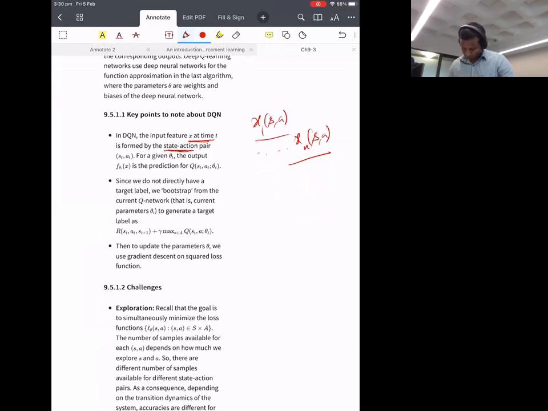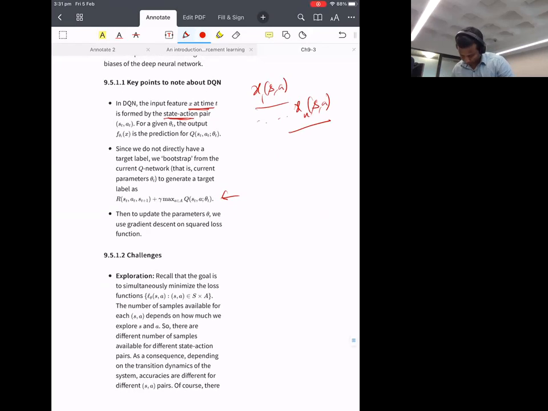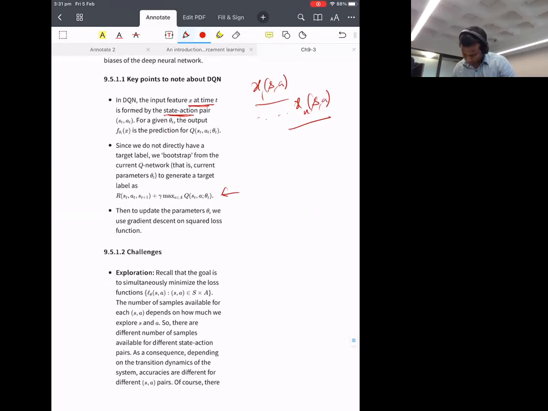And the second point, which I already mentioned, is that the target is not really independent across the iterations. Whatever parameter you are computing now will be sitting in the target expression in the next iteration. So they're correlated, unlike supervised learning. Yeah, we are using squared loss function.